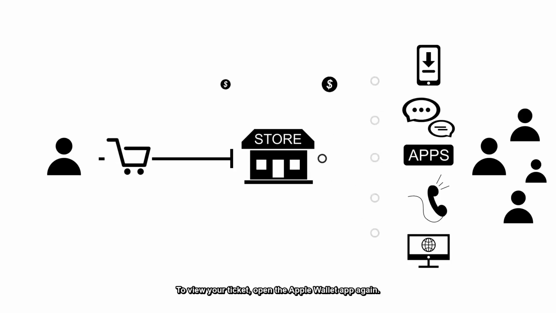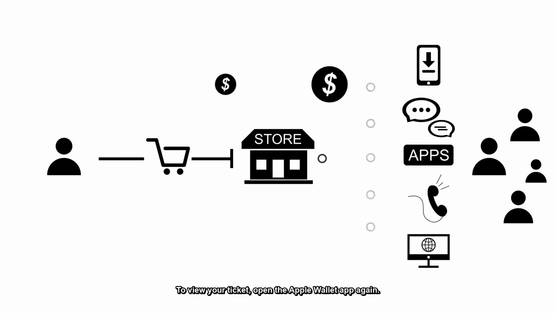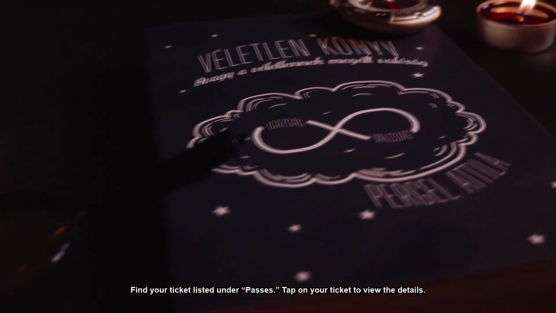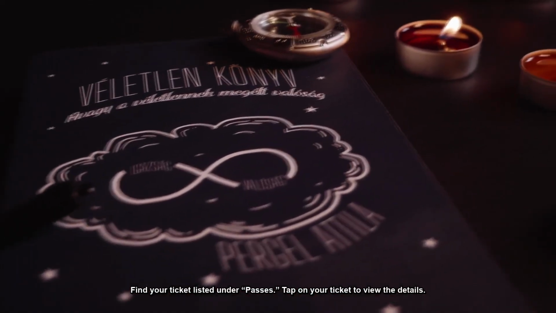To view your ticket, open the Apple Wallet app again. Find your ticket listed under Passes. Tap on your ticket to view the details. If your ticket includes a QR code, it will be displayed here.